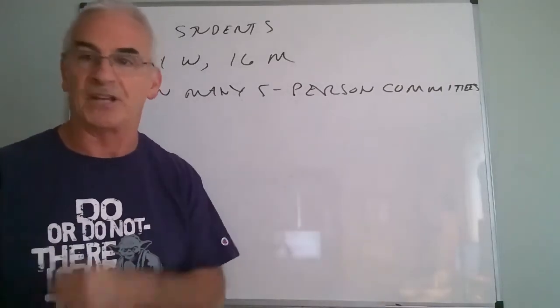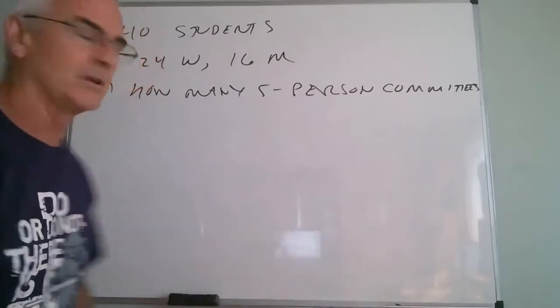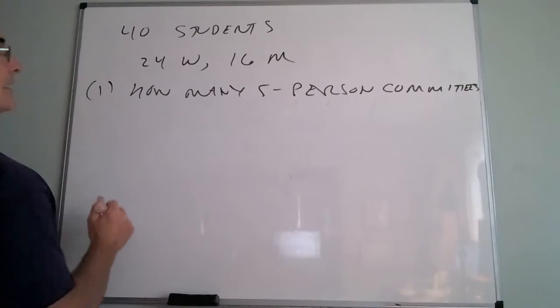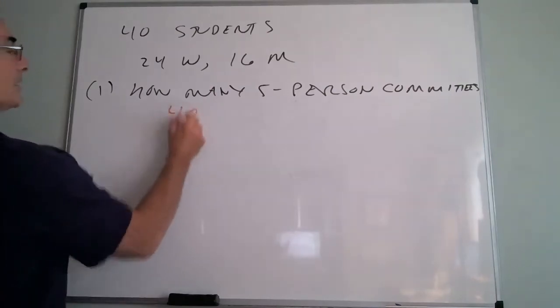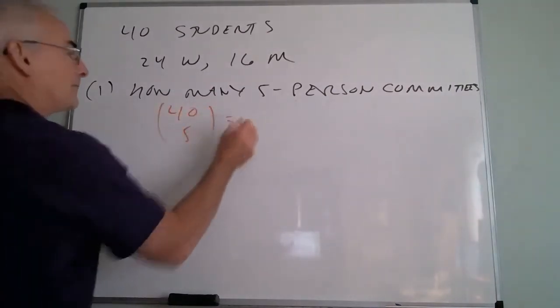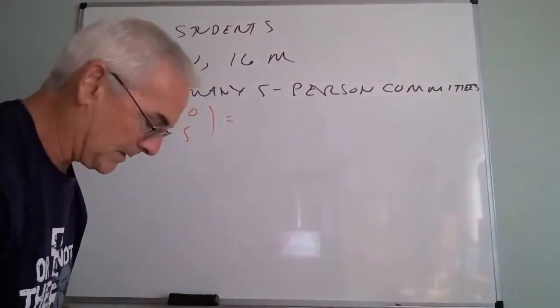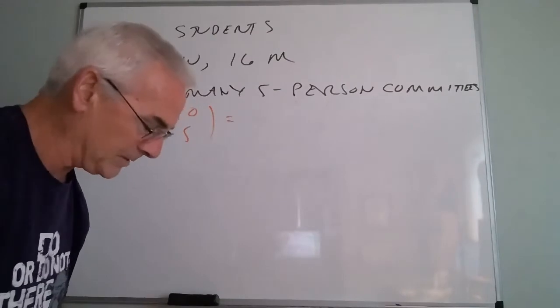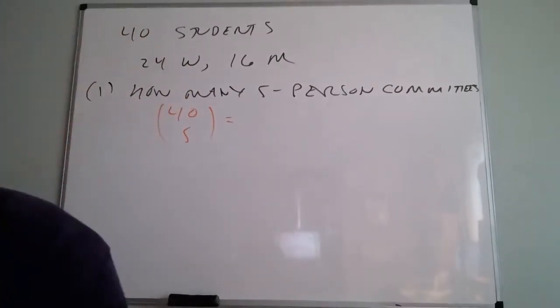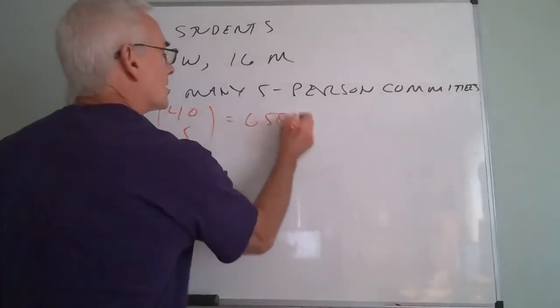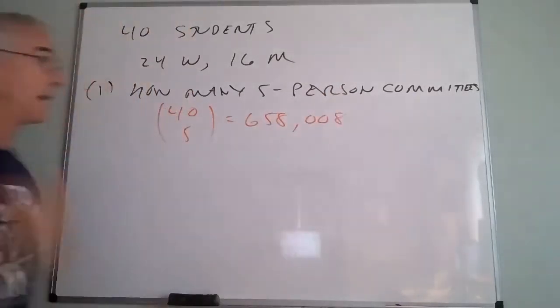It's a permutation, a combination, it's a factorial. Combination. And what would the numbers be that I use? 40 choose 5. Perfect. 40 choose 5. This is exactly how many 5-person committees we could form. So 40 choose 5. That's large. 658,008 people. That's how many.